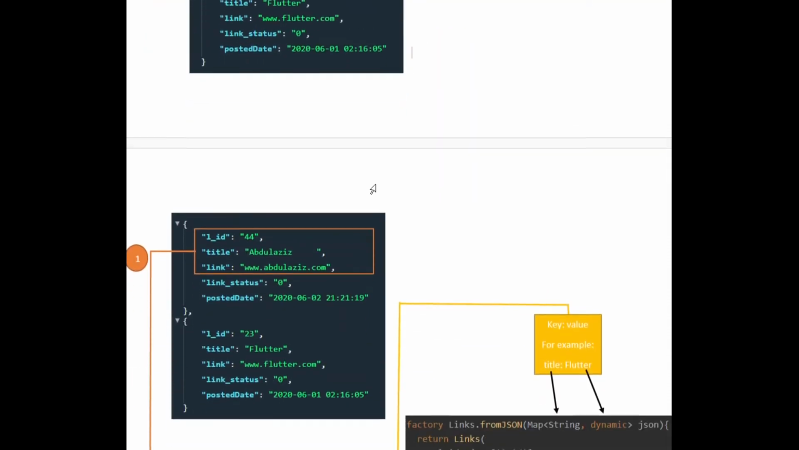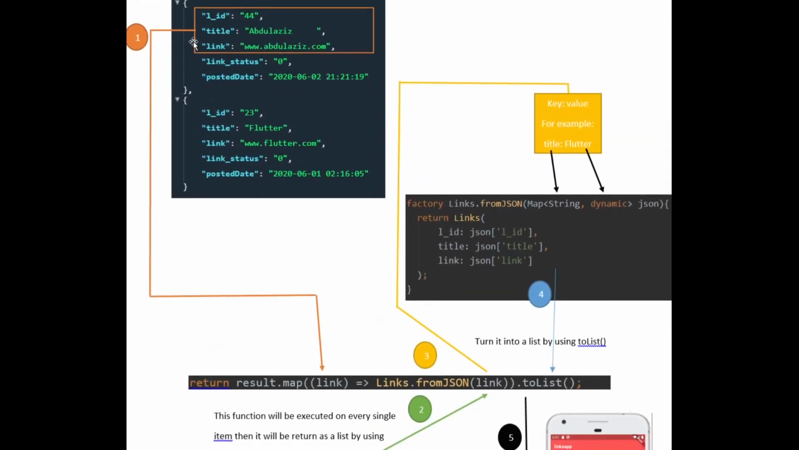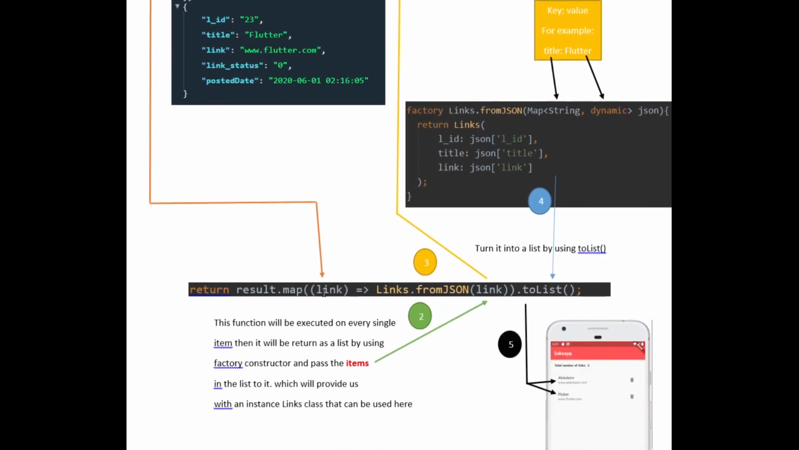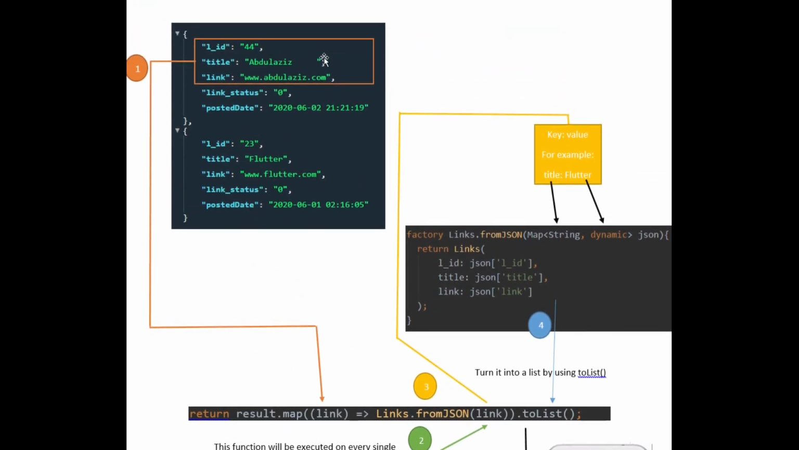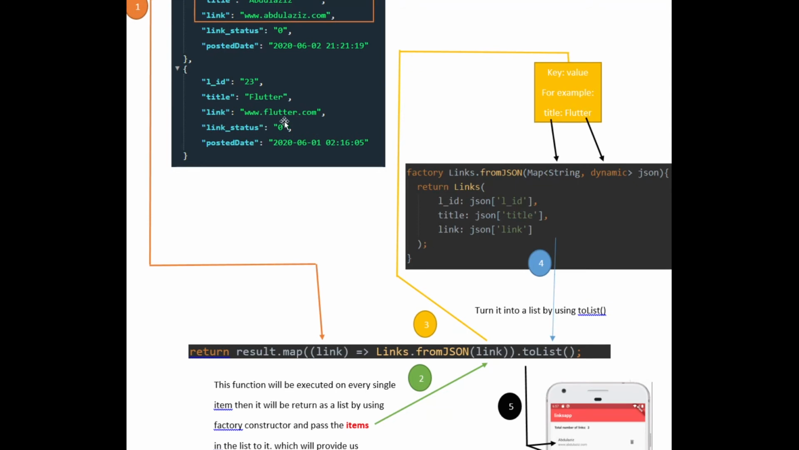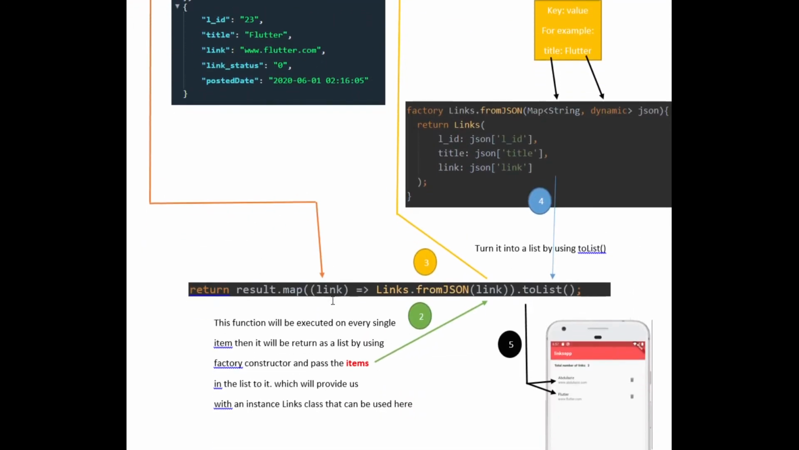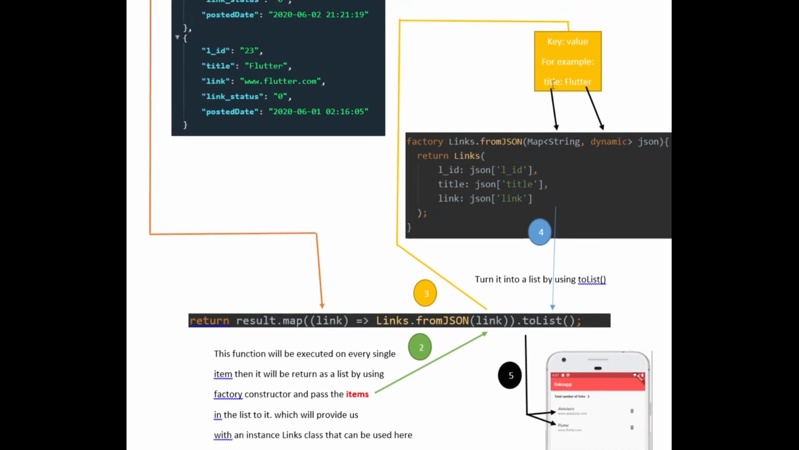Here I'm going to show you in more detail. So here we have the list of objects. It's going to pass to this map method, and it has this function, and it takes the object as an input, and it's going to be executed on every single link. So first it's going to be executed on this link, then the second link, and so on. So when we have the first link passed to this function, it's going to return it as a list. And before returning it as a list, we're going to pass it to the factory constructor, as you can see here, as a key-value pair.